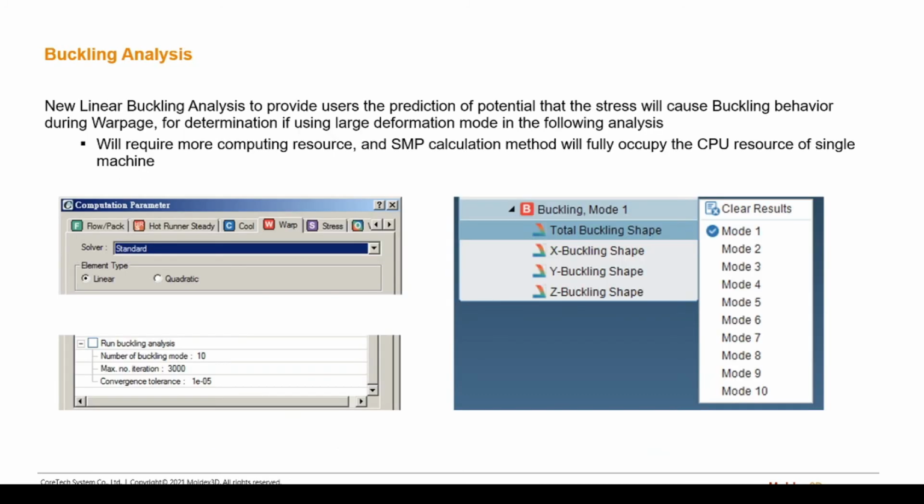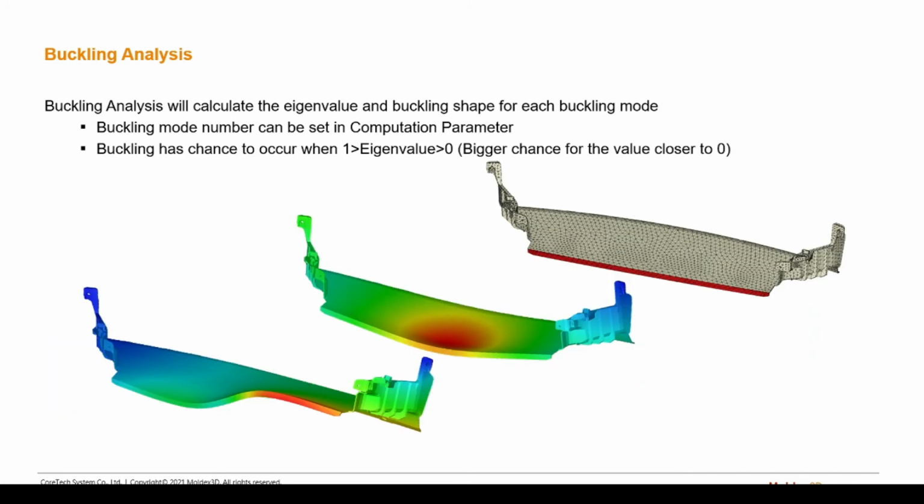The new buckling analysis in Moldex3D is a linear buckling analysis to provide a potential that stress will cause the buckling behavior during warpage. The output of this buckling analysis will be a series of eigenvalues telling us what the probability of buckling in each direction or in each buckling mode is going to be. This will output the potential buckled model.